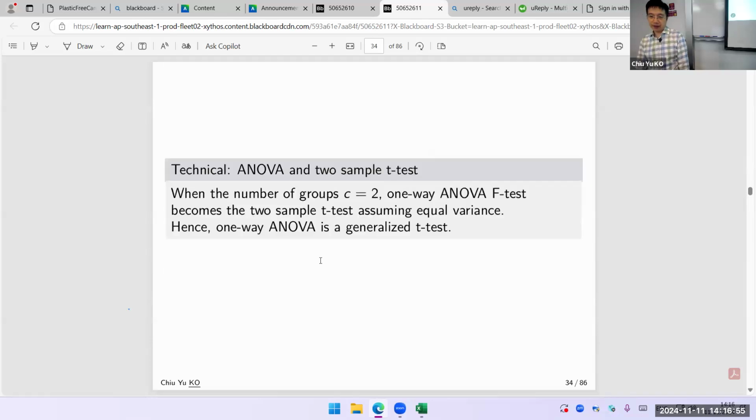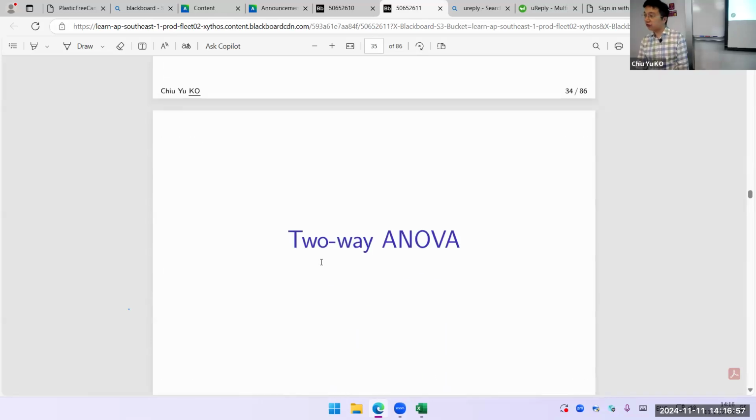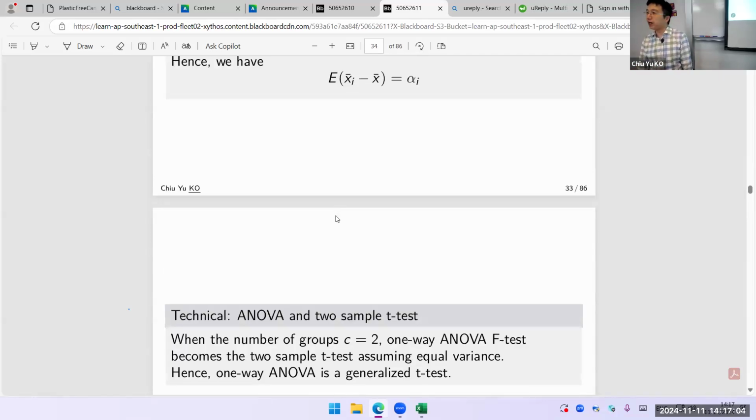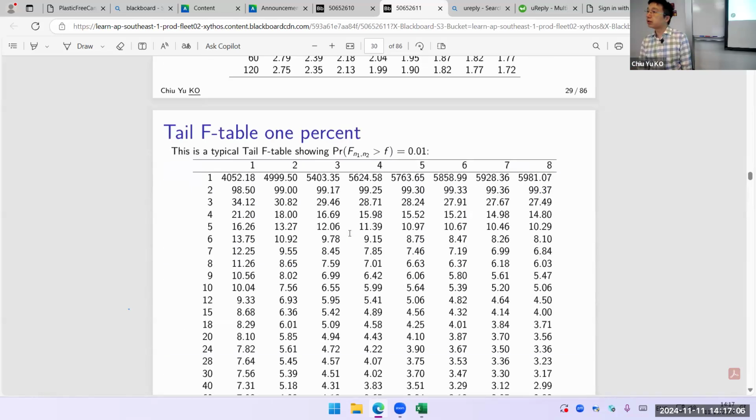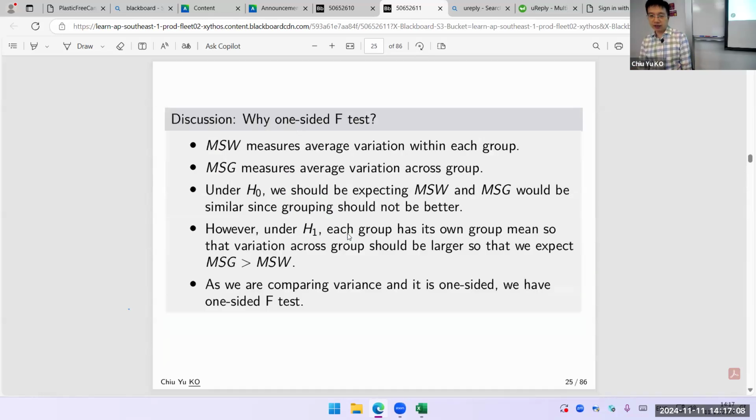After the break, we go to two-way ANOVA, and it will be very similar. We just show you the formula, and that's it, because there's no proof behind it. Just understand what we're doing, right? I hope that is clear.